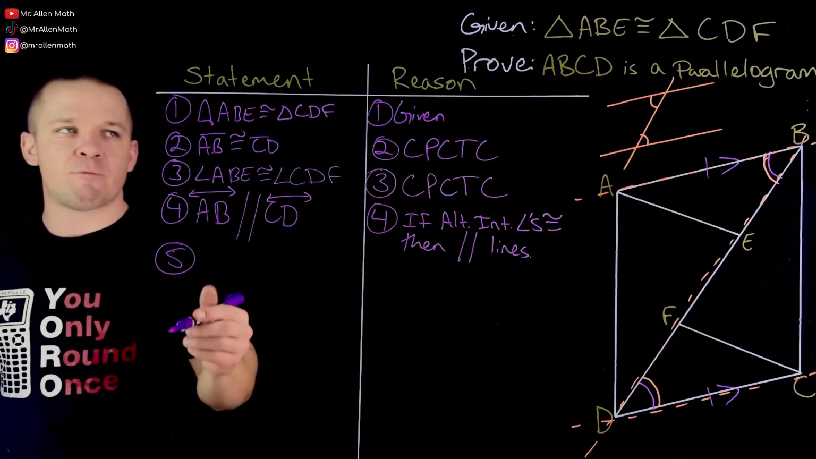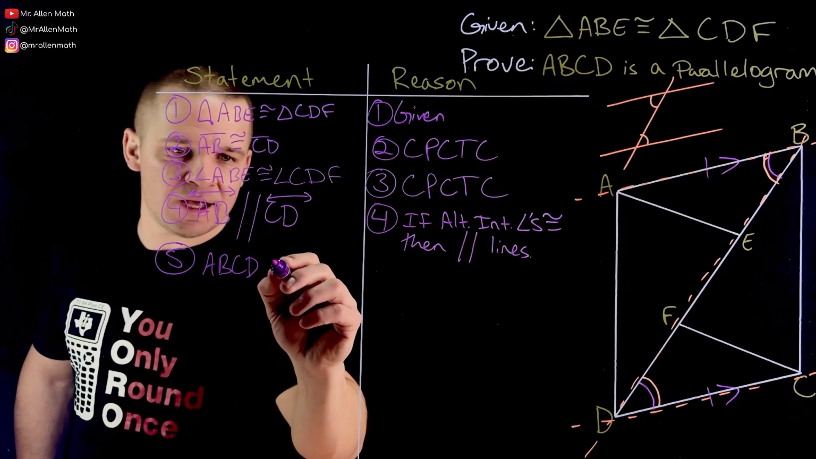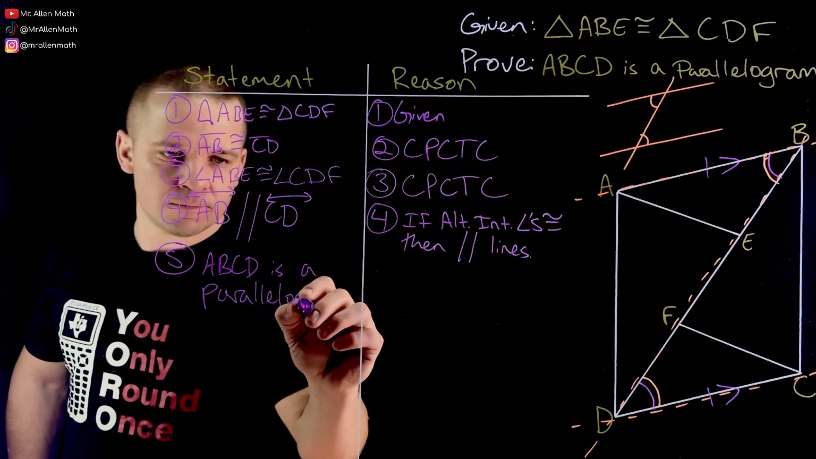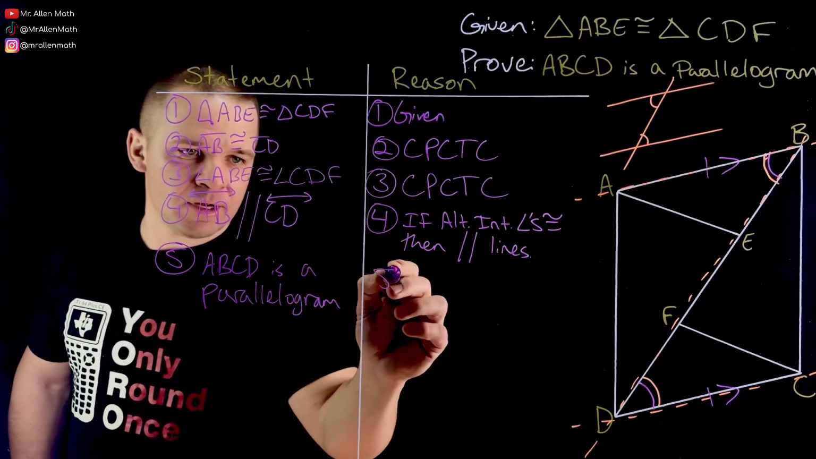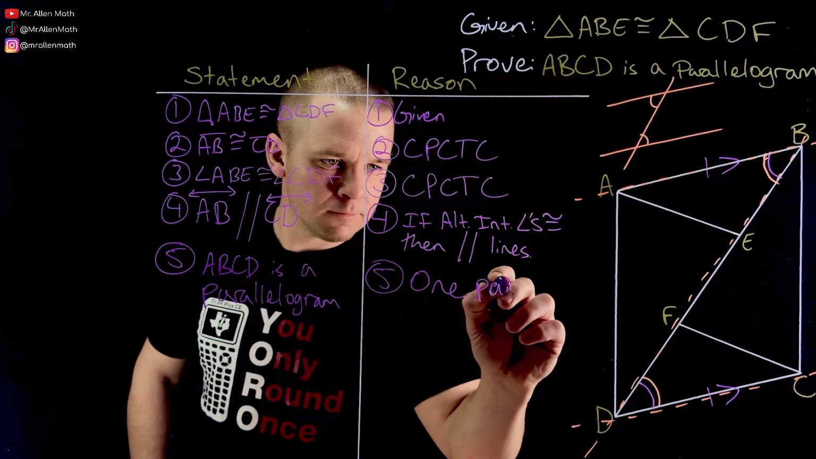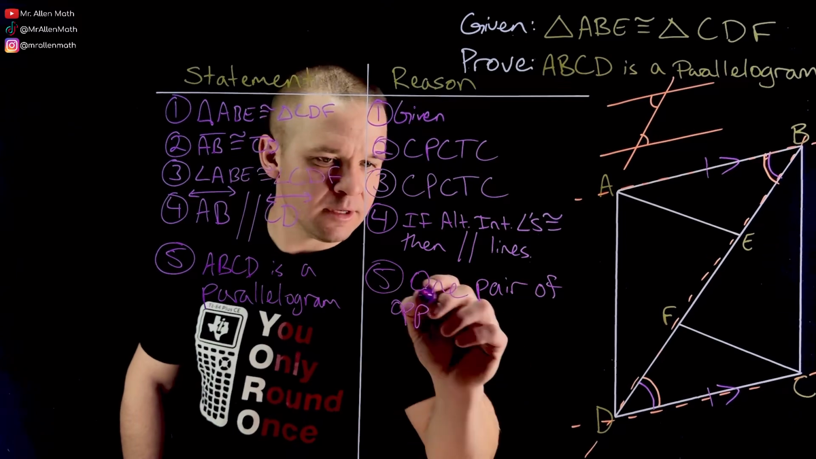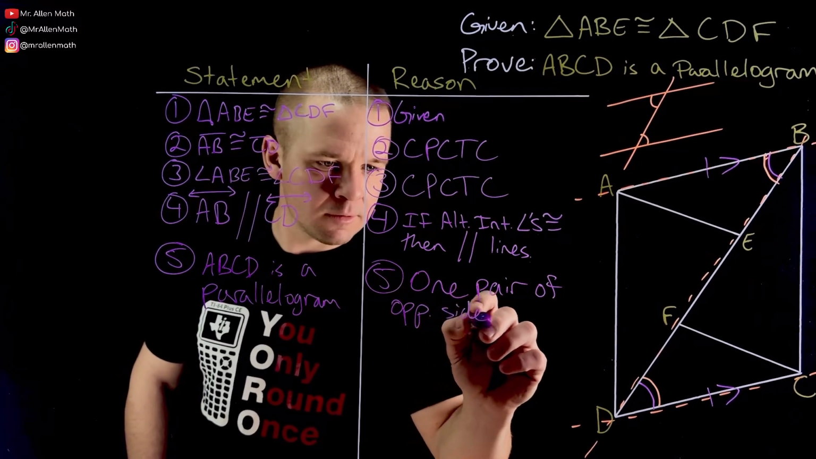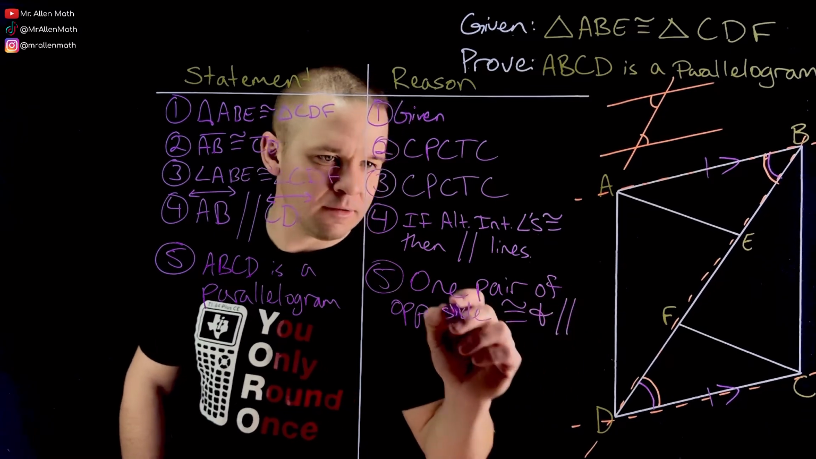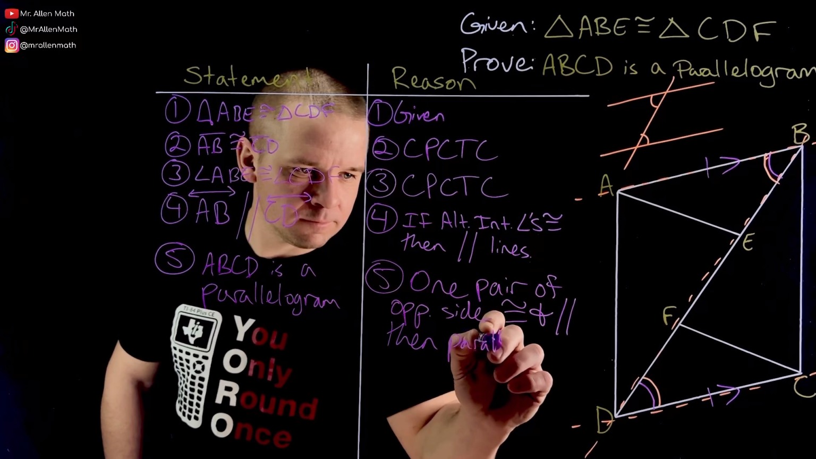Now, number 5 here, I've got one pair of opposite sides, both parallel and congruent at this point, right? We have a parallelogram. So we have ABCD is a parallelogram. And my reason is: if one pair of opposite sides are congruent and parallel, then parallelogram.